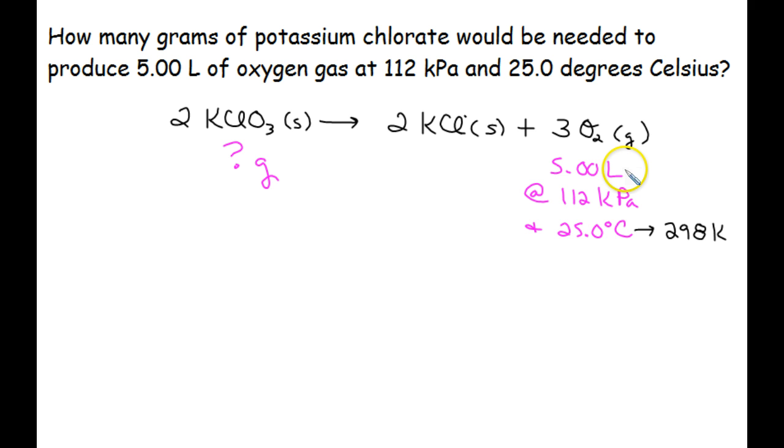Now, if this was at STP, we could use molar volume to convert directly from volume in liters to moles. But since we don't have STP conditions, we have to use the ideal gas law to begin with to get the number of moles of O2, because when you're working stoichiometry, to get from substance A to substance B, you've got to have things in moles. So that's going to be our first step.